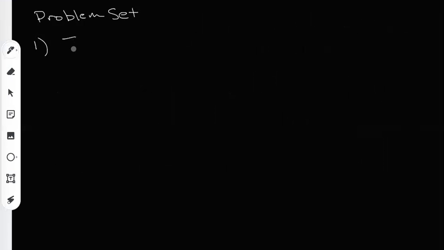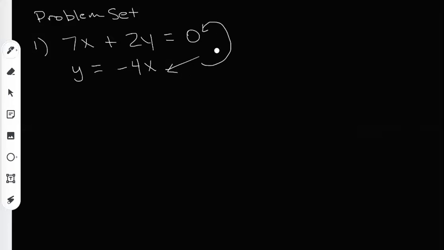So number 1 gives us 7x plus 2y equals 0. And then we have y equals negative 4x. So here we have two different equations. And what we're going to do is, since the last one is already solved for us, we're going to use this one to plug back into this one.